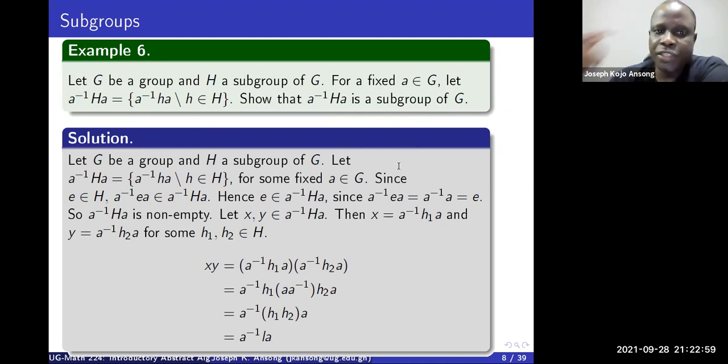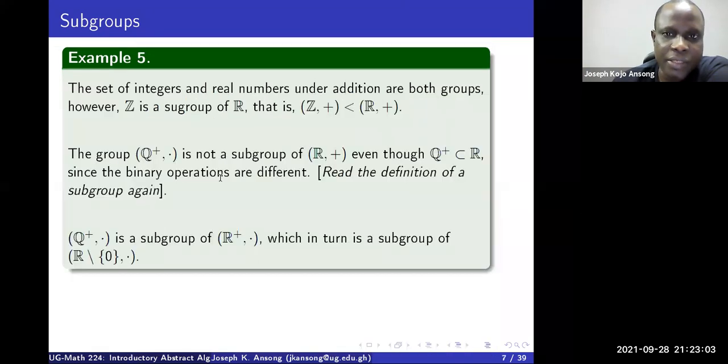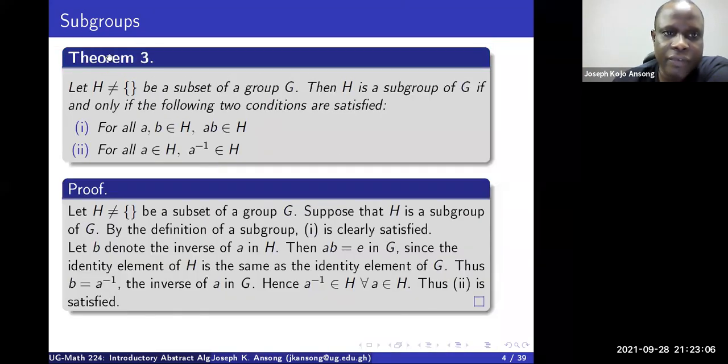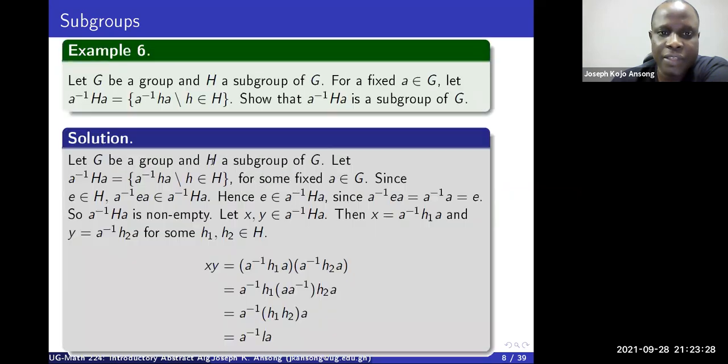To show it's a subgroup, remember, you can go back to Theorem 3. To show that something is a subgroup, we can show that if we pick any two elements in it and find a product, the result will be in H, if H is a subgroup. And also if we pick an element, I can show that the inverse is also in H. If I can show these two, then I have proved that H is a subgroup. So we are going to use that in this example. That's basically what we're going to do.